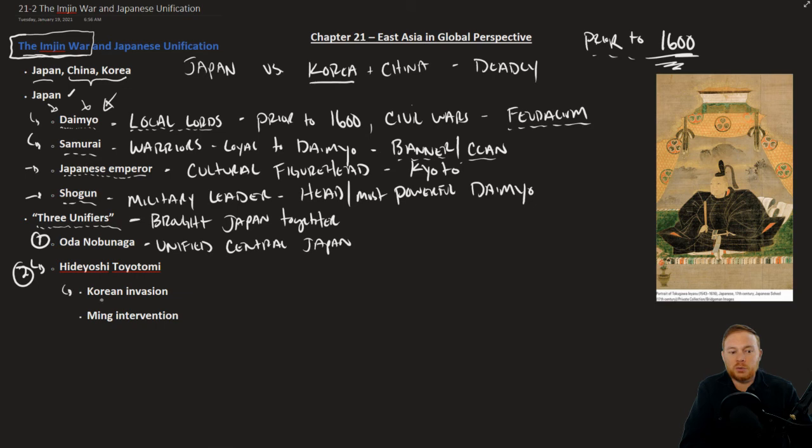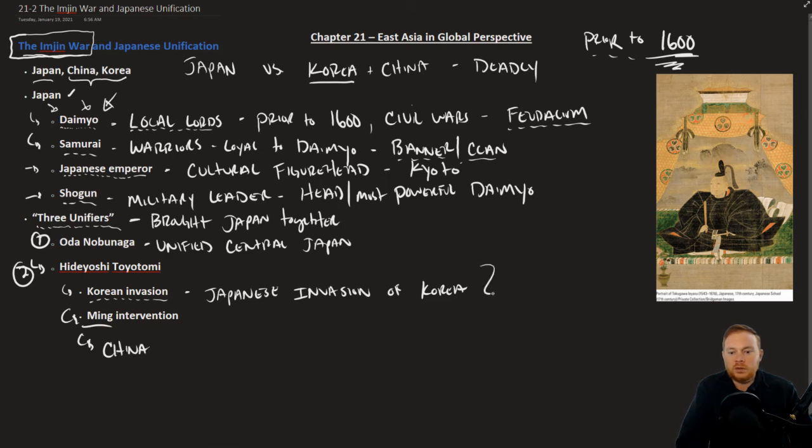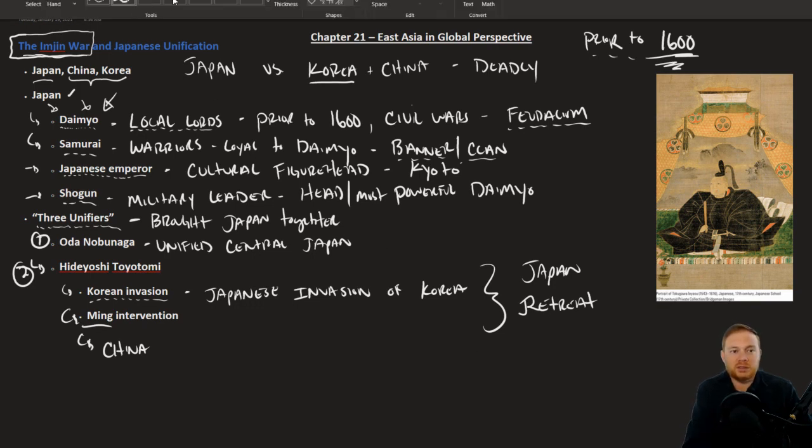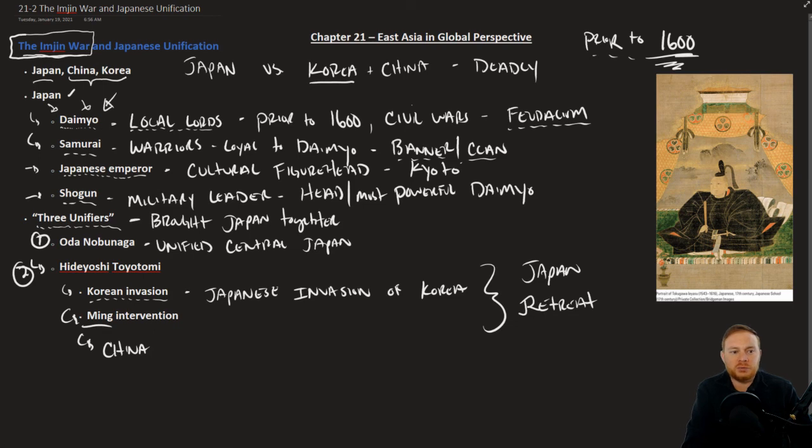And so he led a Korean invasion, right? So this was a Japanese invasion of Korea. And Korea called upon the Ming Dynasty. Recall that the Ming Dynasty is China. Eventually, Japan was forced to retreat. But the war itself left both Korea and the Ming Dynasty in really tough shape, right? So we might say for Korea, it was very devastating. For China, it was very, very devastating, especially for Korea because most of the war was actually fought in Korea.